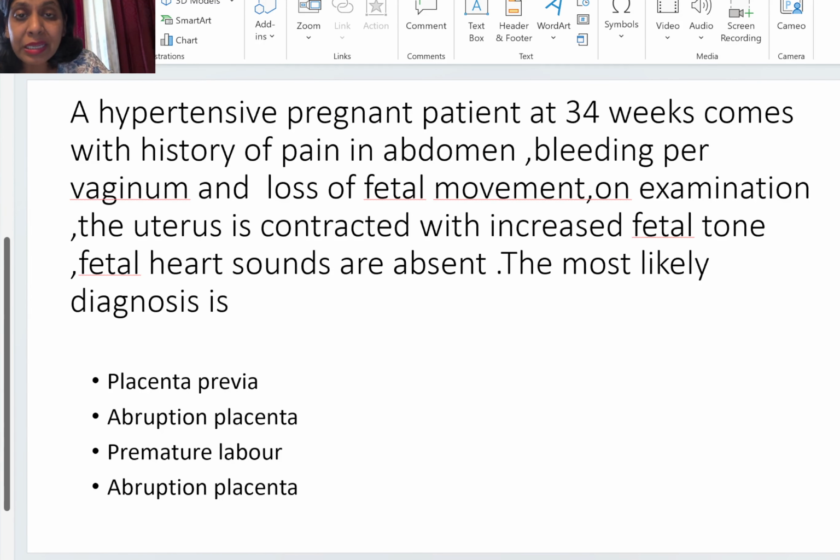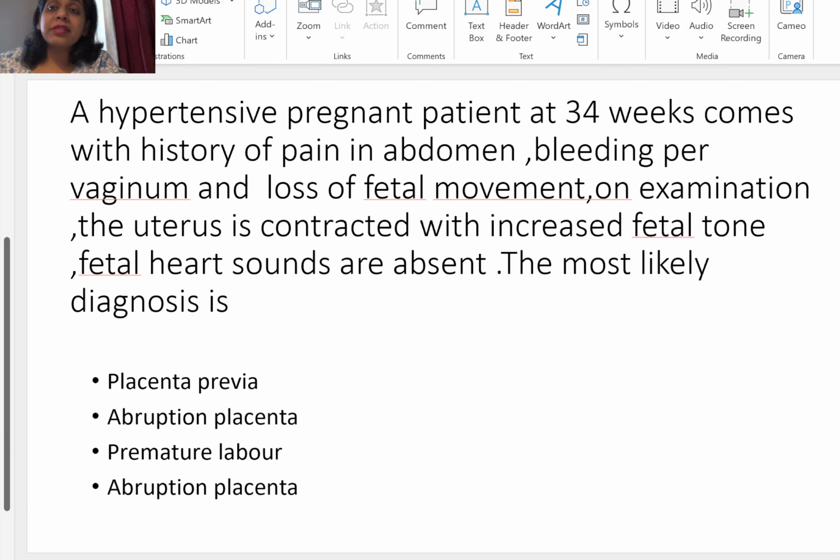See, a hypertensive pregnant patient. We all have studied hypertension is a risk factor of abruptio placenta. She came at 34 weeks with a history of pain in abdomen and bleeding per vaginum. So 2 symptoms of the triad had come, and third is loss of fetal movement. Third has also come. On examination, the uterus is contracted and there is increased fetal tone. So the uterus is contracted, that is, the uterus is tender, right? And increased fetal tone, yes, is a sign of fetal distress.